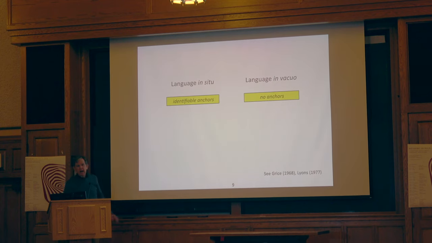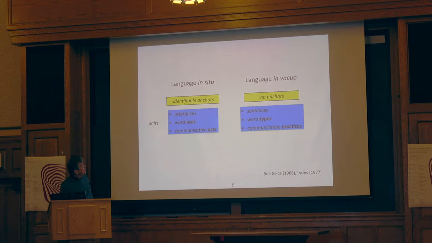So I am making this really simple distinction. It's been made for centuries, and it's certainly known to all of the linguists in the room: the difference between an utterance and a sentence. An utterance is a sentence that's produced on a particular occasion. Word uses and communicative acts always have to have these anchors, as opposed to language in vacuo: sentences, word types, communicative practices.